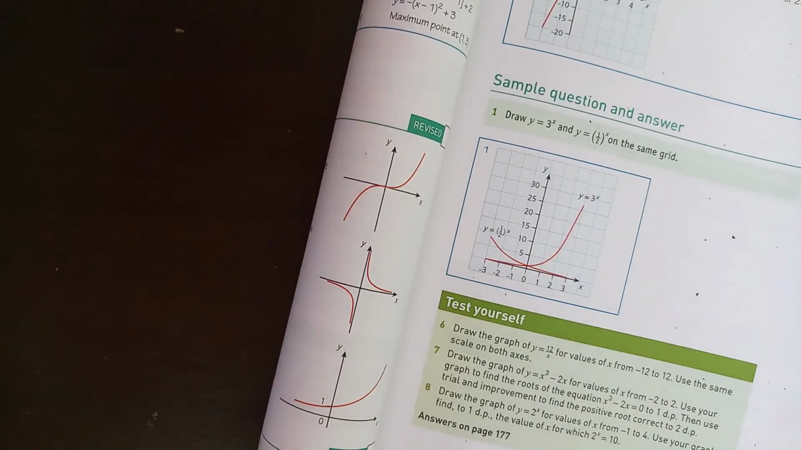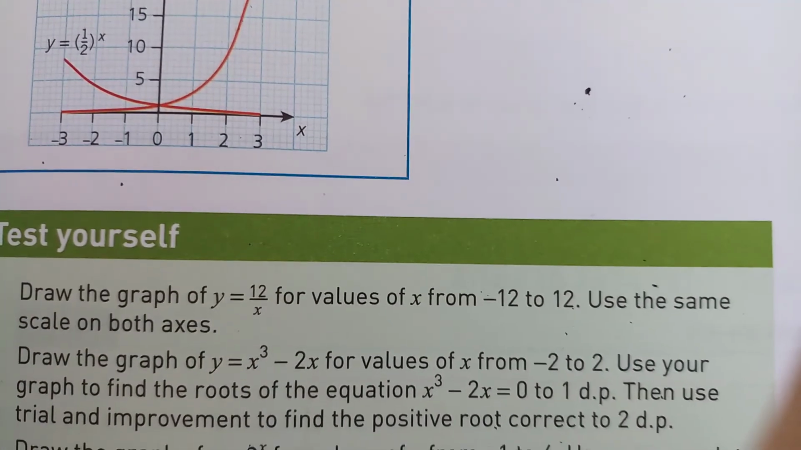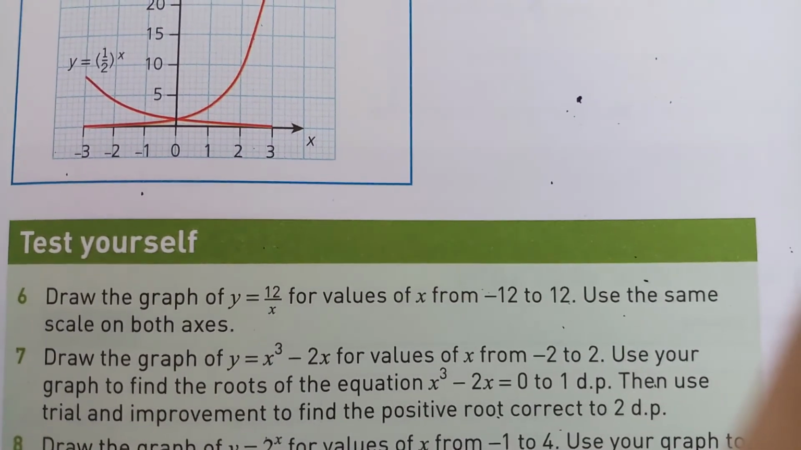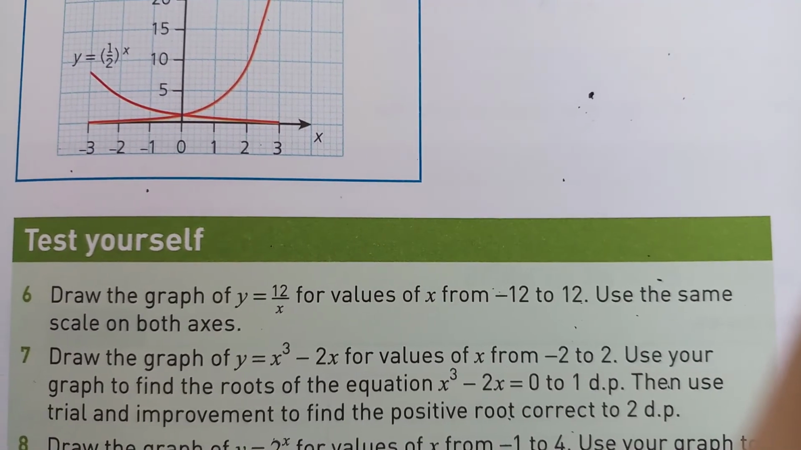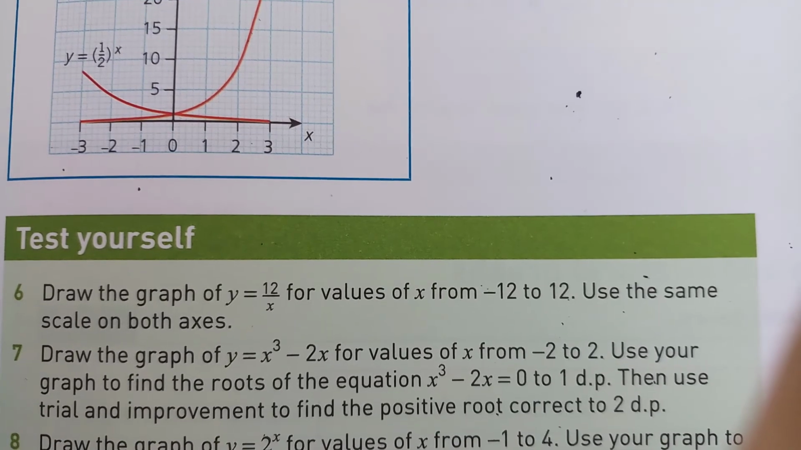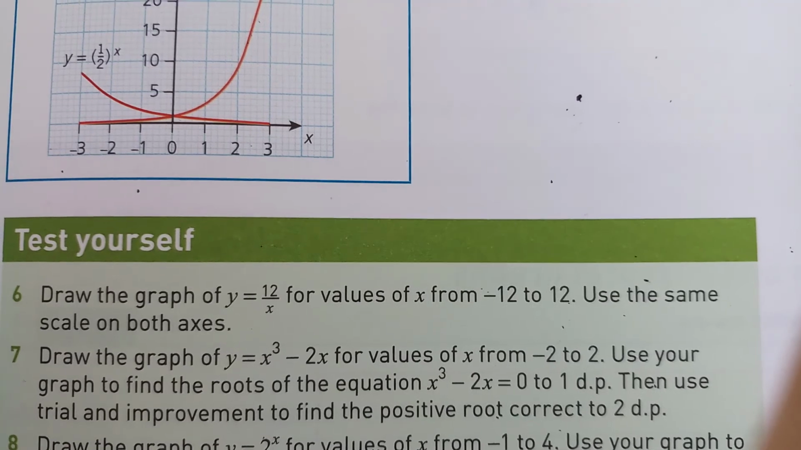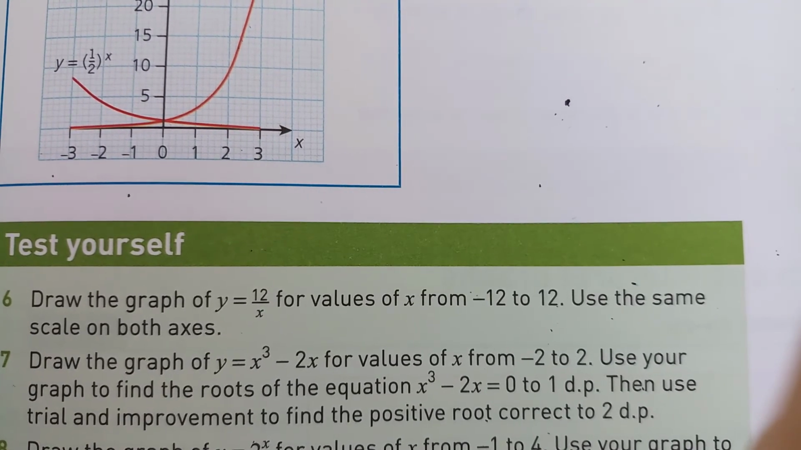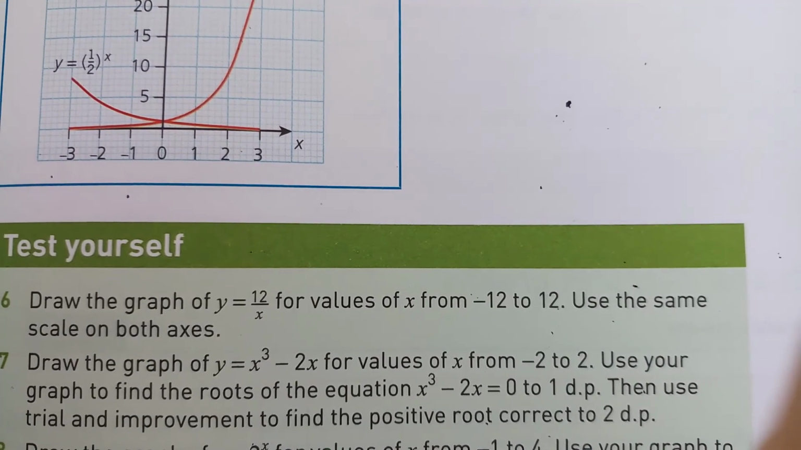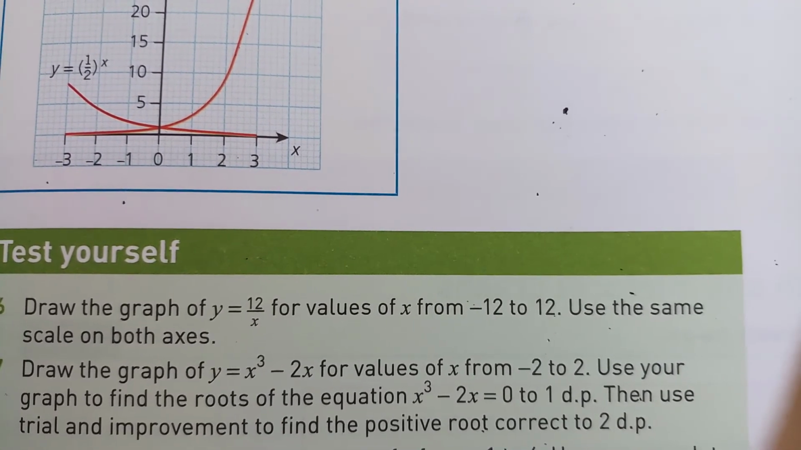So this is the homework question, number 6 and number 7. I want you to pause the video and copy number 6. That is the reciprocal graph, x from negative 12 to 12. You need to copy the question inside your book. If you don't have the book, do it on a piece of paper, but make sure you compile it properly. I'm going to check later.